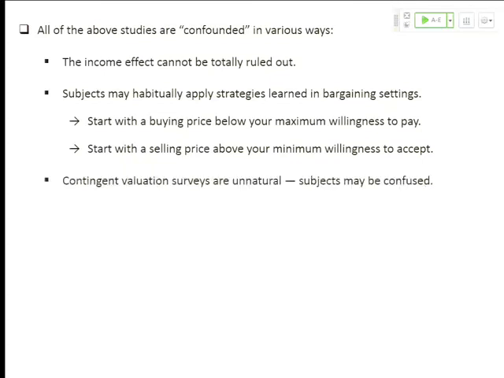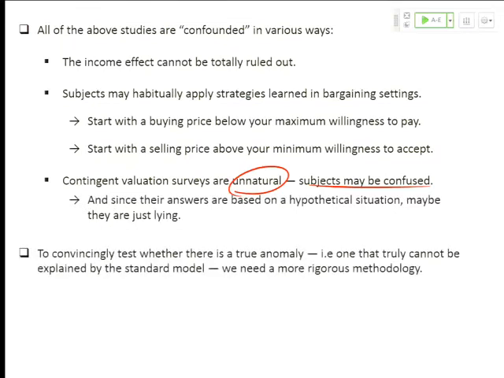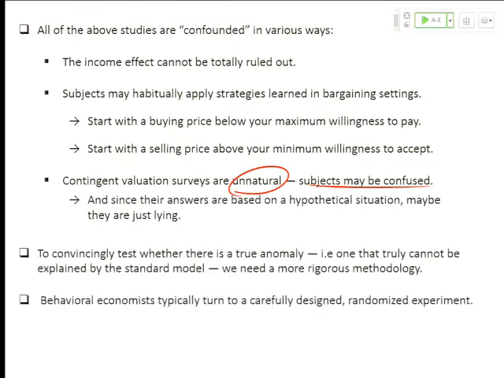And then the other thing is that contingent valuation surveys are unnatural and maybe subjects are just confused. So we need to address all of those confounds in order to be able to say that we're really rigorously rejecting the standard model in this case and that we have a true anomaly. Okay. So what behavioral economists typically do is to turn to a randomized experiment. And they design a randomized experiment. You have to really think hard when you're designing an experiment to make sure that it actually rules out all of the possible explanations that someone might throw at you.